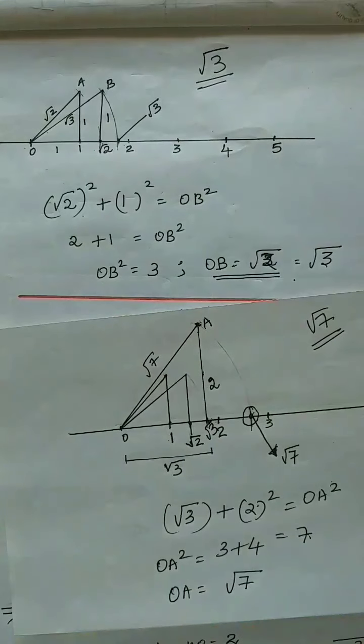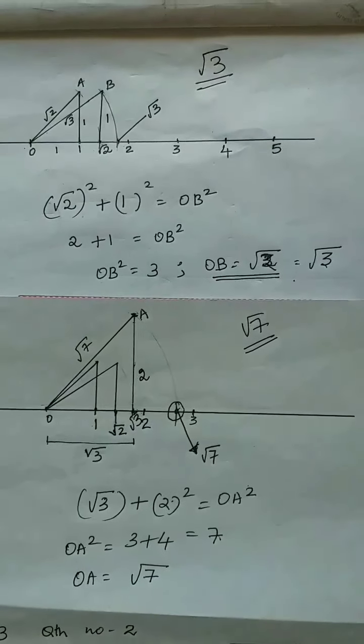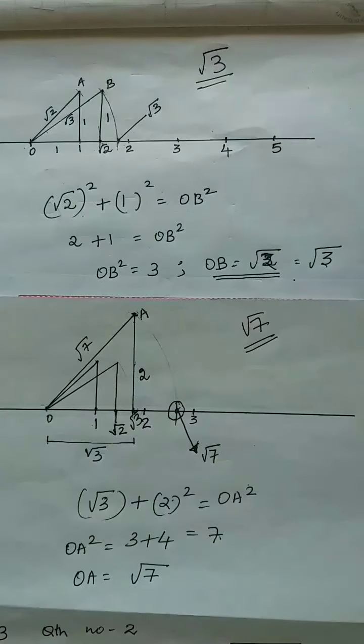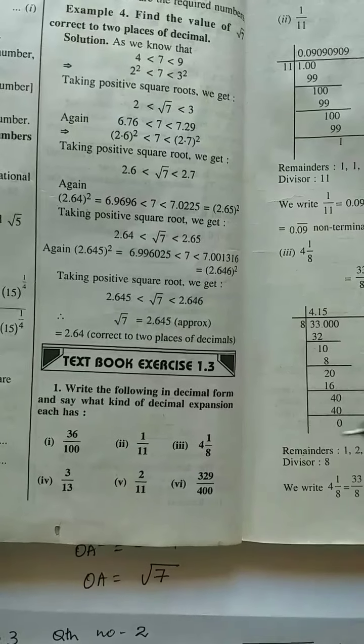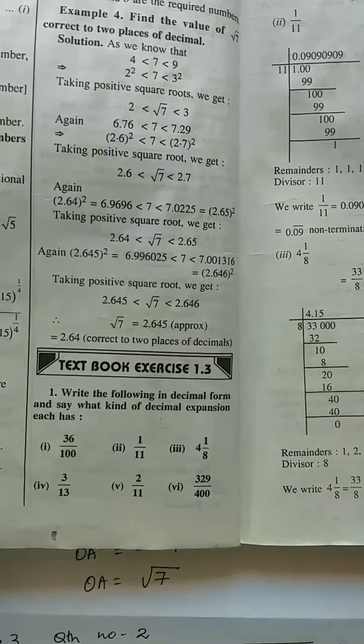Next, let's go to exercise 1.3. And 1.3 is all about simple division, which you have learned in your earlier classes. You'll be given some fractions and you'll be asked to find out the decimal expansions. So this is the first question. Write the following in decimal form and say what kind of decimal expansion each has.